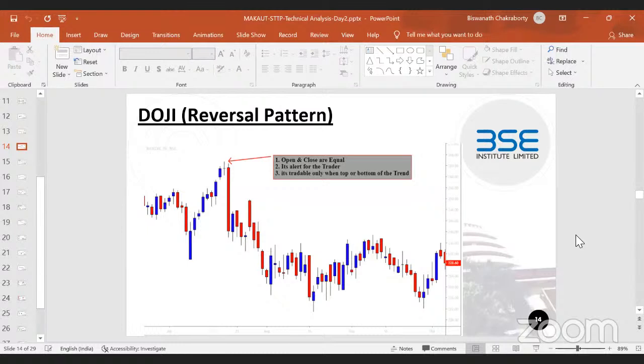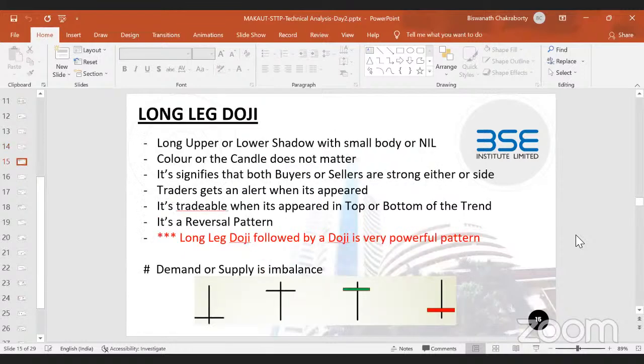So it can be an alarming trigger for the buyers to get out of the stock. But if the Doji appears at the bottom, definitely the vice versa will happen. Once it is able to break the high, a new upside can be seen. Now here, the second point is the long leg Doji.